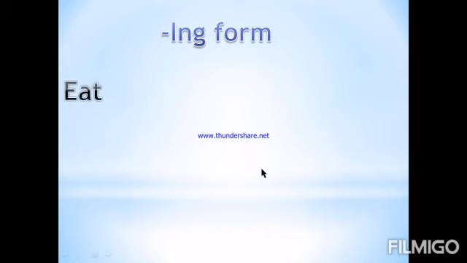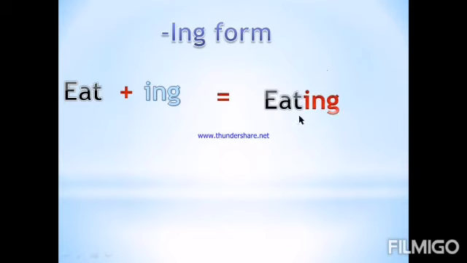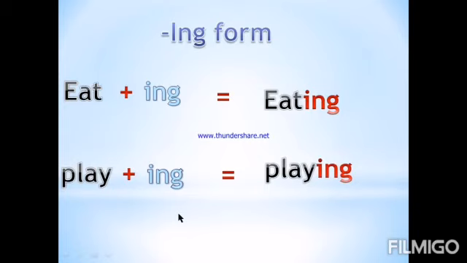How can we make this form? We make this form by adding ing at the end of the verb. Like when we say the verb eat, when we add ing, it becomes eating. So when I say he is eating, it means he's eating now, at the time of speaking. And the verb play plus ing becomes playing. It means he is playing now.